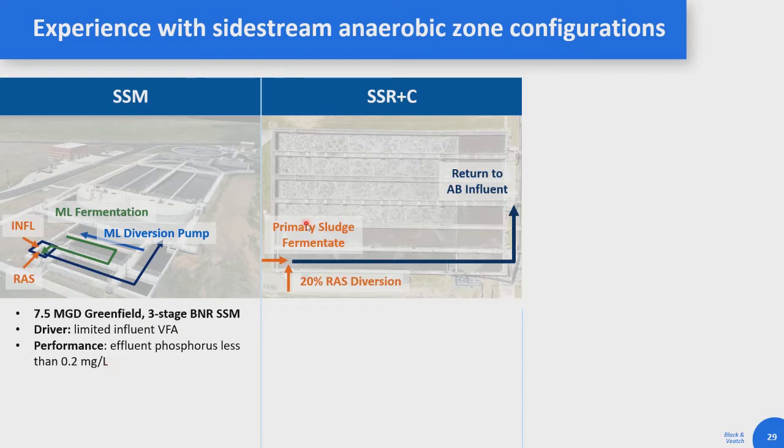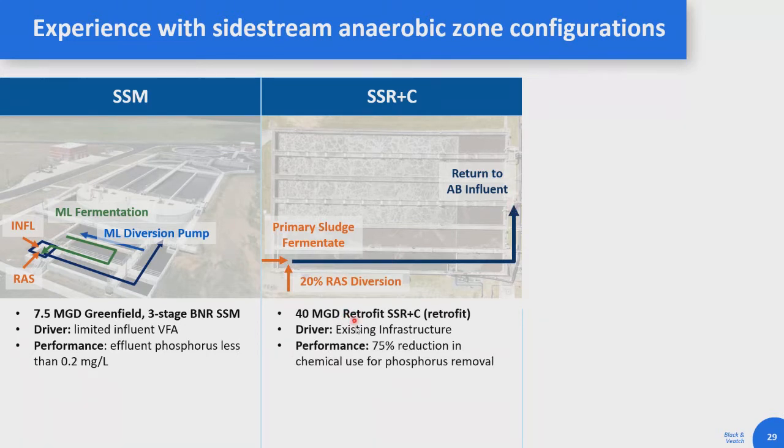SSR plus C, so this is where we have RAS coming into a repurposed aeration tank, and then primary sludge fermentate or GT, gravity thickener overflow, coming into that tank, and then going into the back of the basin. So this is a retrofit facility. The driver for a lot of these RAS fermentation facilities, especially in the U.S., is retrofitting, right? So if we have existing infrastructure that we're trying to find a way to repurpose, this side stream mixed liquor is difficult to maybe repurpose infrastructure for it.